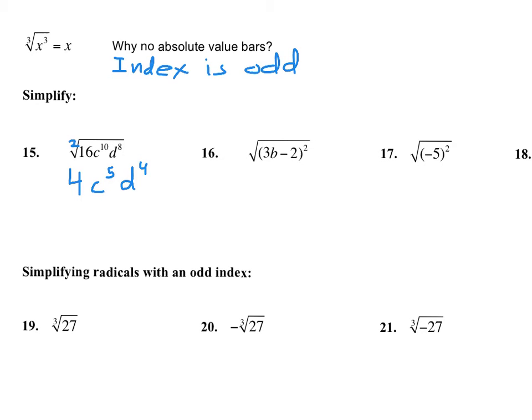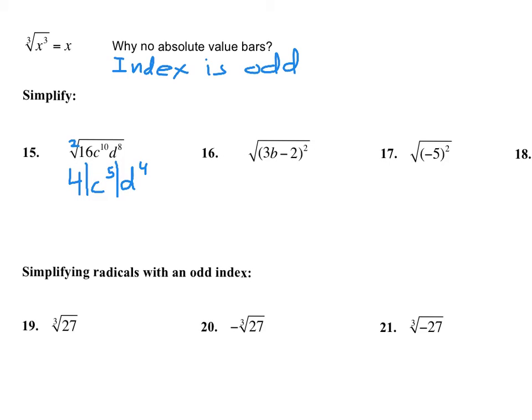Because the index is even, we have to check if any variables had an exponent go even to odd. So over here, that went from even to odd. So we need absolute value around c to the fifth. The exponent for d did not go even to odd. It went even to even.